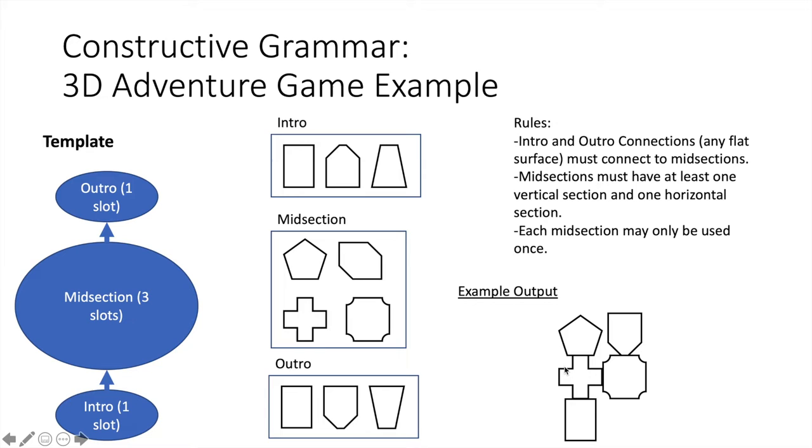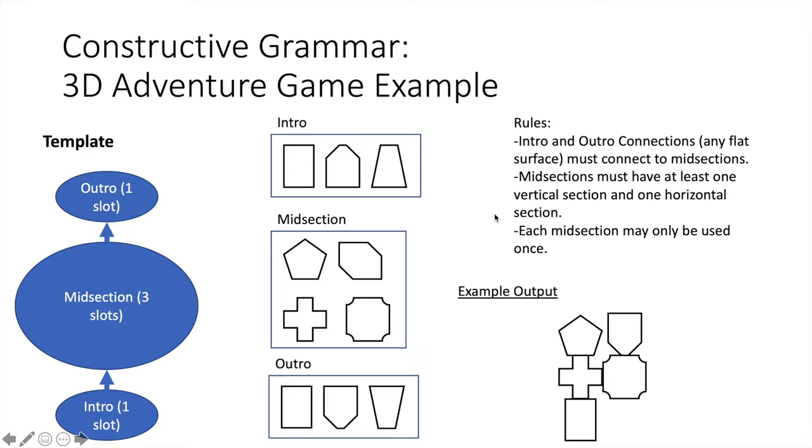But if we were to look at this, given these rules, we're actually going to keep on getting output that looks basically like this over and over again. So we don't really have a lot of variety. Now, we could fix that in a few ways.